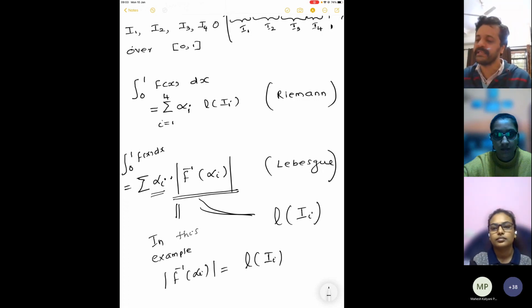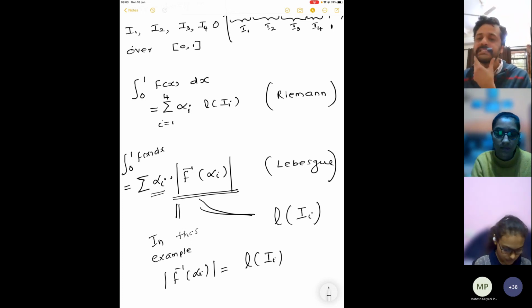How did he define integration? The integral of f of x dx is equal to the summation of all distinct values of the function times the sizes of the sets over which those values are assumed. Is it clear? That is, the sizes of f inverse of alpha i for distinct alpha i. This was the Lebesgue idea. Is it intuitively clear or what?